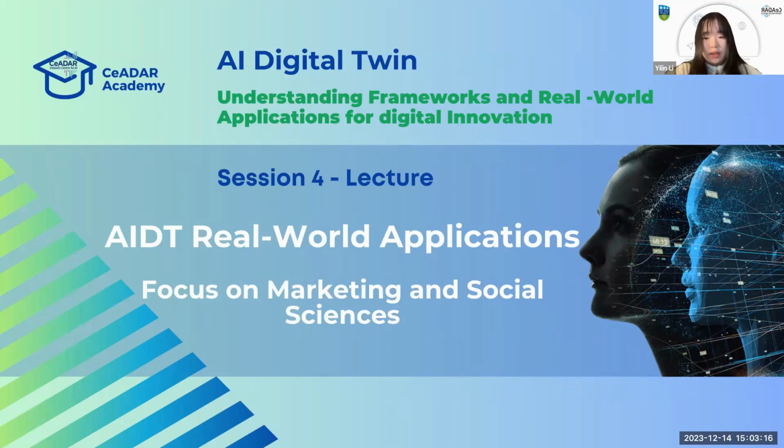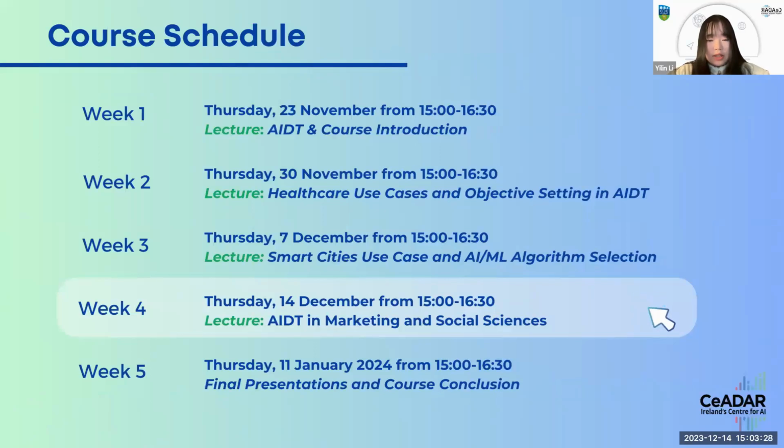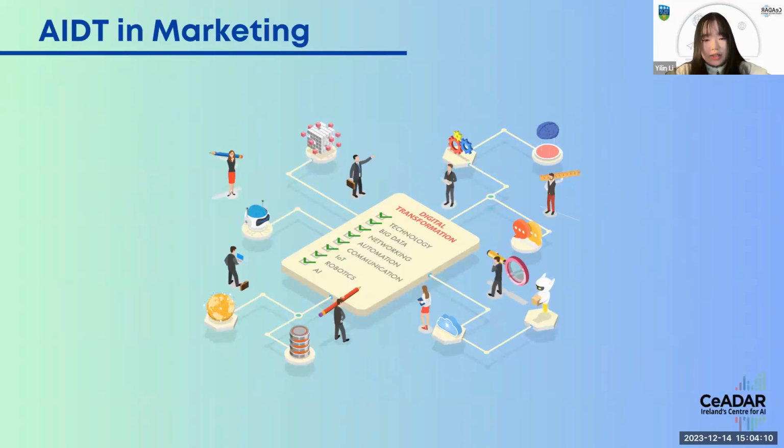And today we will begin the fourth session by discussing AIDT in marketing and the social science. In this session, our schedule is first AIDT in marketing. We will explore how AIDT is changing the way businesses connect with customers, and explore AIDT in the social science, such as finance, education, and social networks. We will explore how AIDT can be used to analyze financial system models, social phenomena, improve educational methods, and even personality trait recognition. Let's jump to AIDT in marketing.